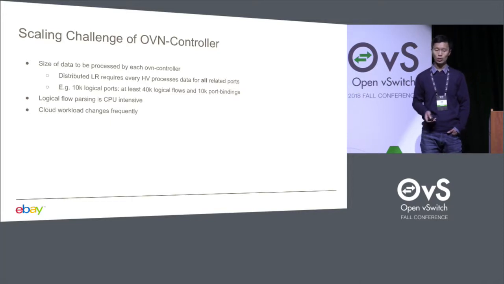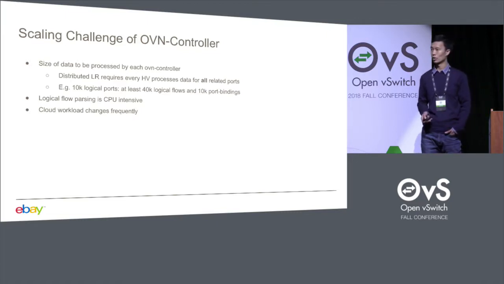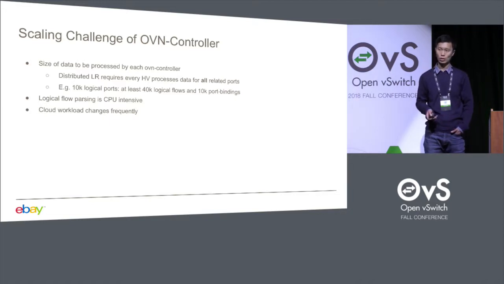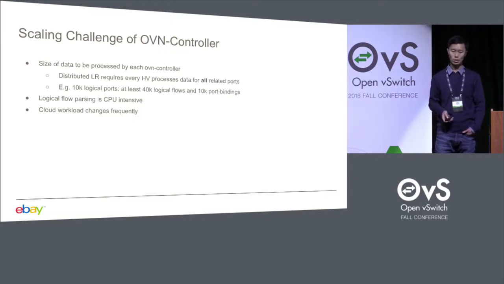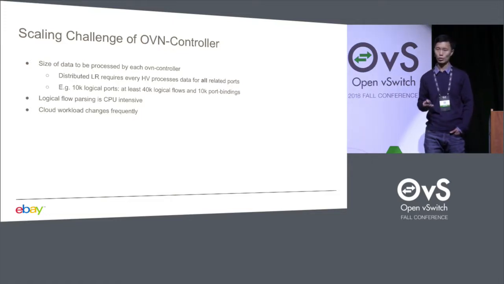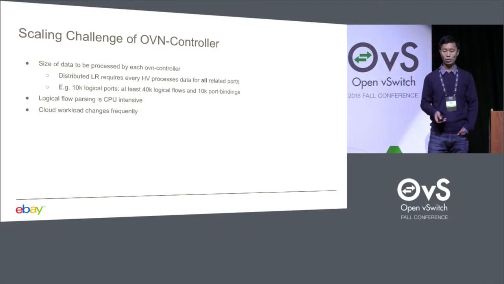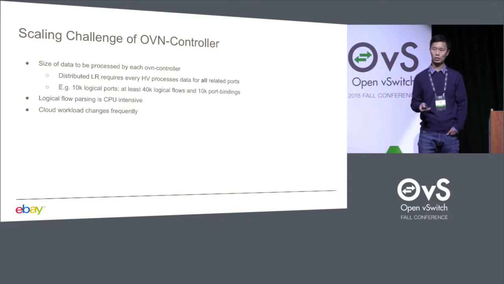So there are some challenges in the scaling of this component. Basically, the size of data to be processed by each OVN controller matters here. Because of the distributed logical router implementation, every hypervisor needs to process the data for all related logical ports and datapaths, so that traffic can be directly forwarded from one hypervisor to the destination hypervisor. So it's like a full mesh kind of connection. For example, 10K logical ports require at least 40K logical flows and 10K port bindings. That's a decent amount of data to be processed.